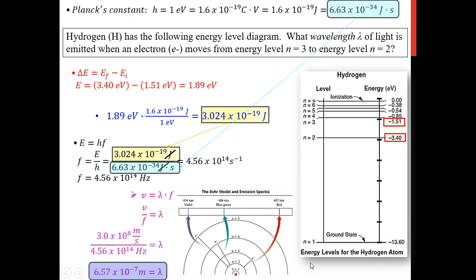Here, I have a diagram for you. It shows that if an electron transitions from N3 down to N2, according to Bohr's model, it should release a wavelength of 657 nanometers, which is equivalent to the color red.